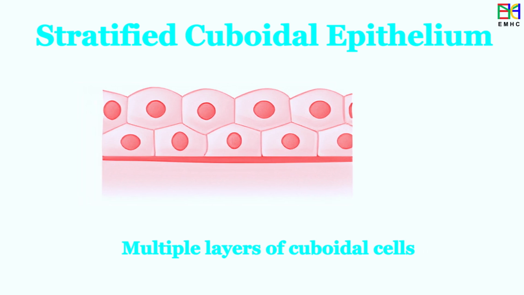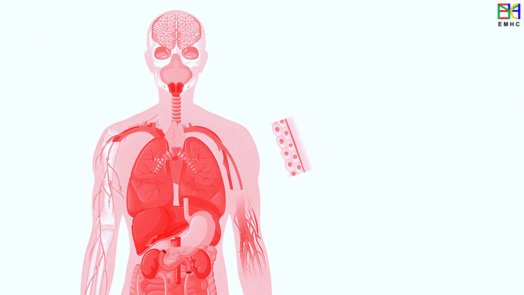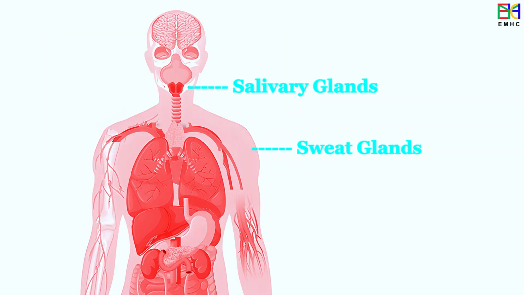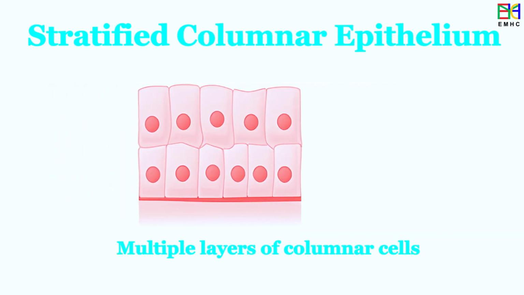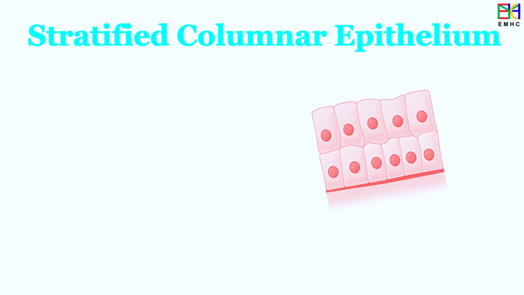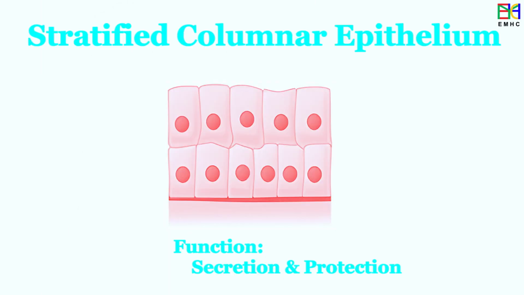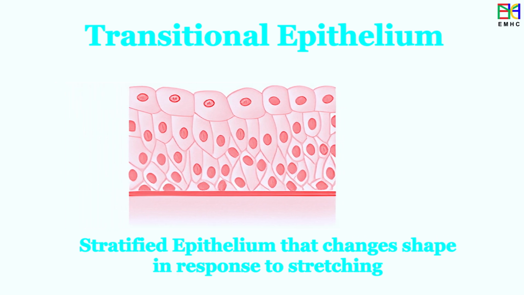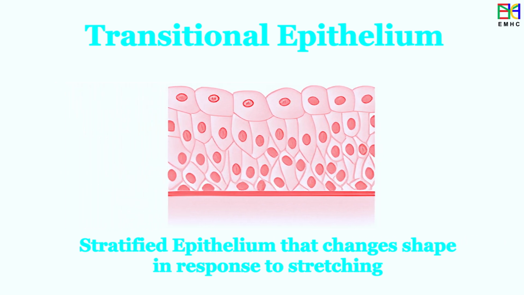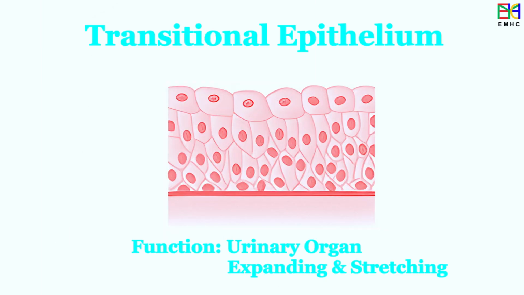Stratified cuboidal epithelium is composed of multiple layers of cuboidal cells. It is located in the ducts of sweat glands, salivary glands, and mammary glands to facilitate the function of tissue protection. Stratified columnar epithelium is composed of multiple layers of columnar cells. It is located in the male urethra and the ducts of some glands to facilitate the functions of secretion and protection. Transitional epithelium is a specialized tissue capable of transitioning cell shapes between squamous and cuboidal. It is located in the urinary bladder, ureters, and urethra to facilitate the functions of urinary organ expanding and stretching.